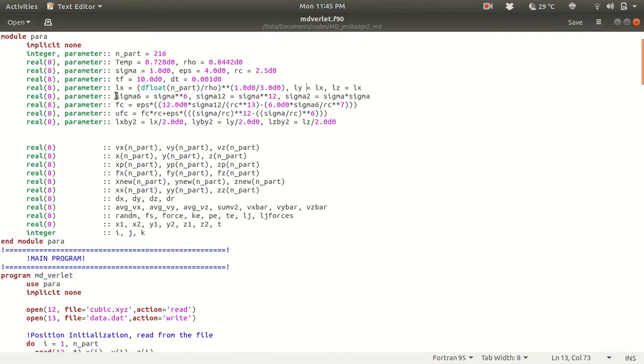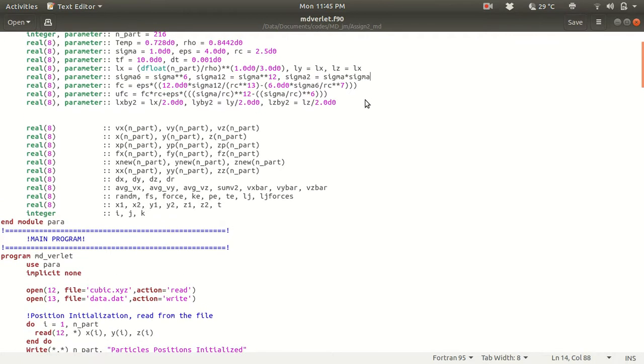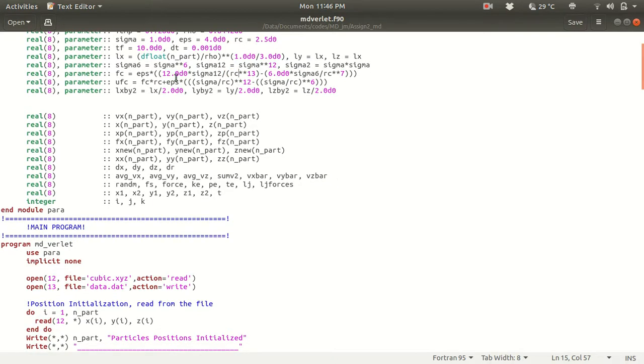And sigma6 I have defined as sigma to the power 6, sigma12 as sigma to the power 12, and sigma2 as sigma square. Now Fc is the force cutoff, which is basically the value of the force at r equal to rc. So as you can see, in the expression of force I have just substituted rc instead of r.